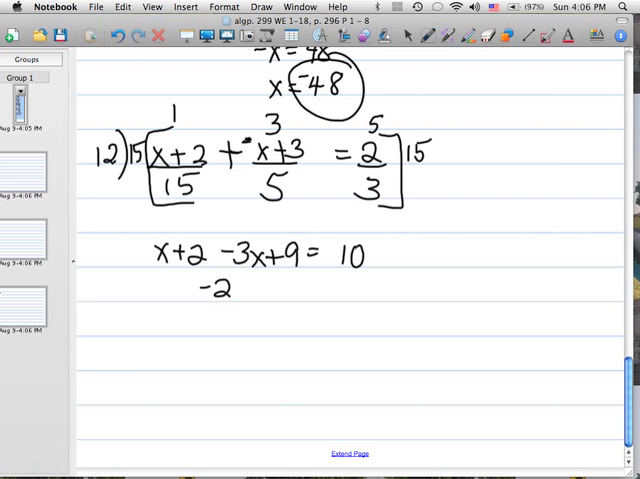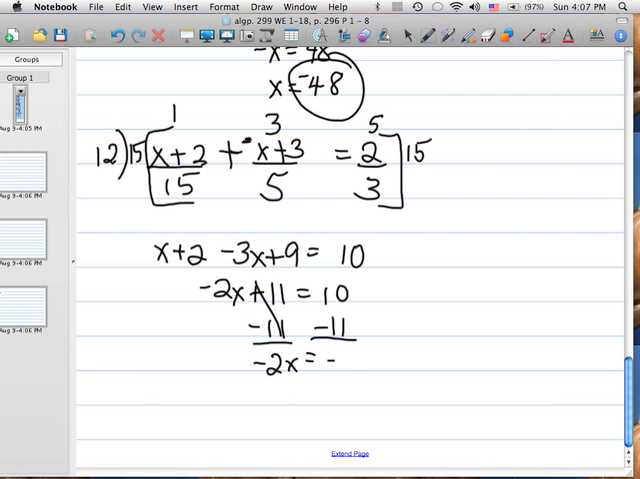Collecting like terms, I get negative 2x plus 11 equals 10. Solving for x, subtract 11. So I have negative 2x equals negative 1. Divide by negative 2. x equals 1/2.